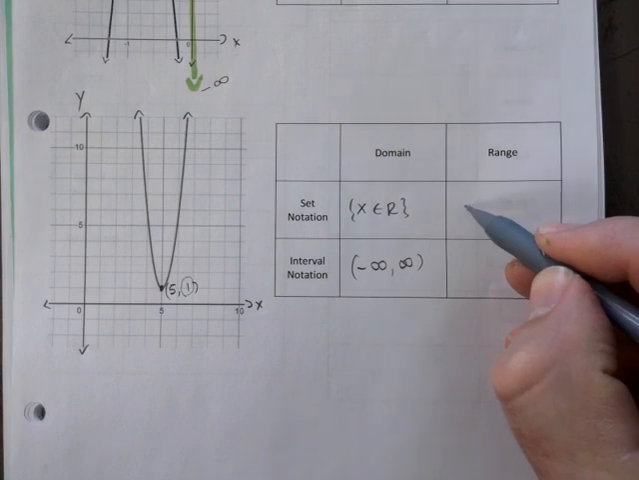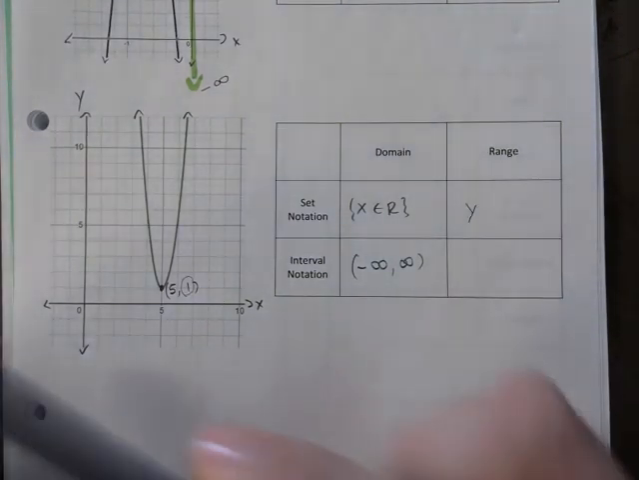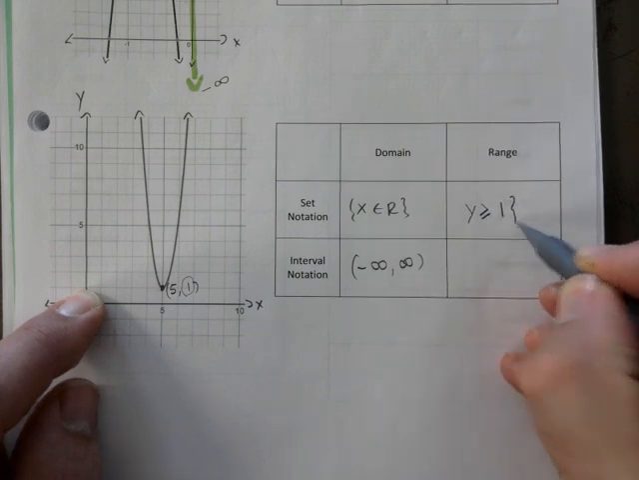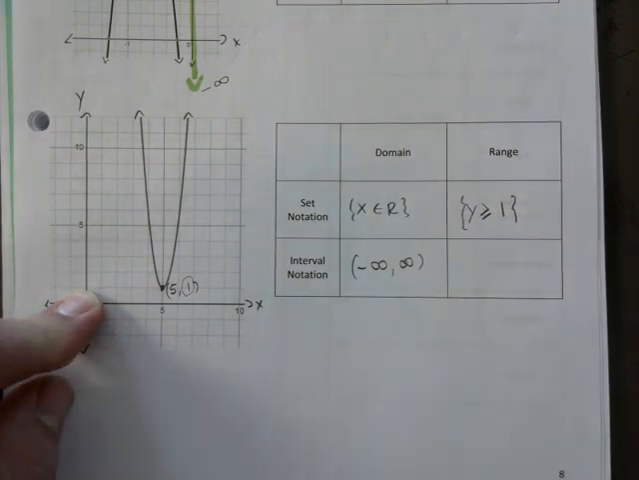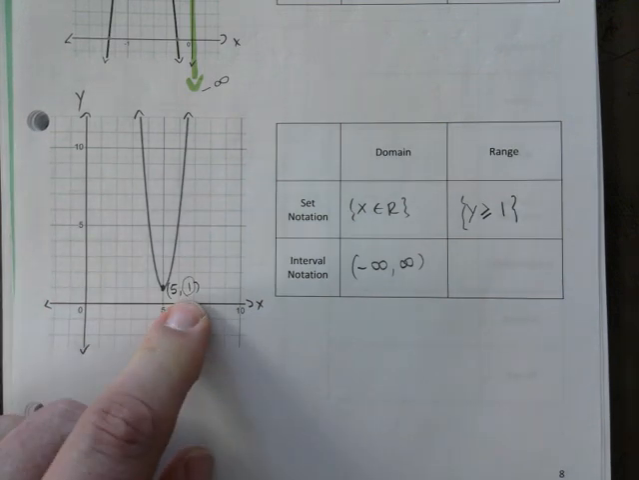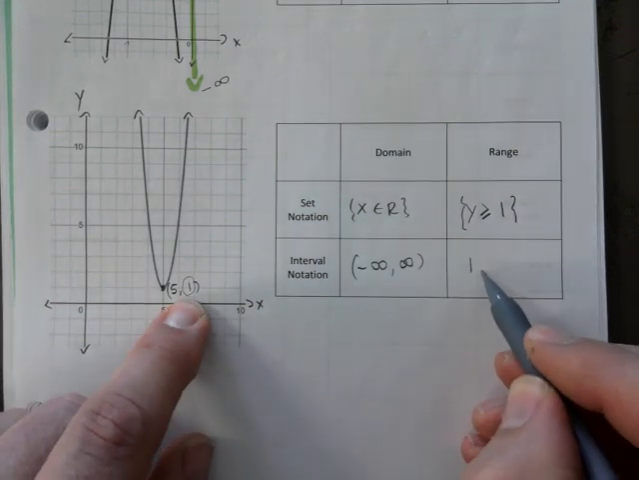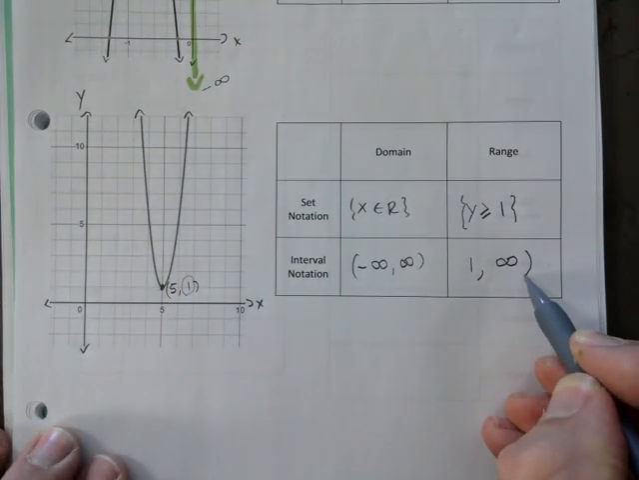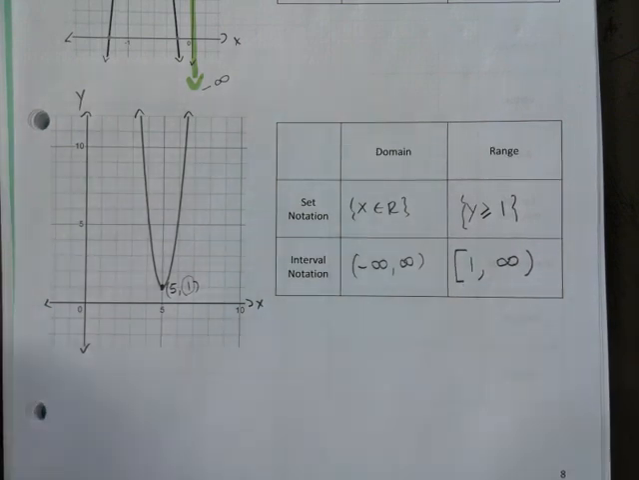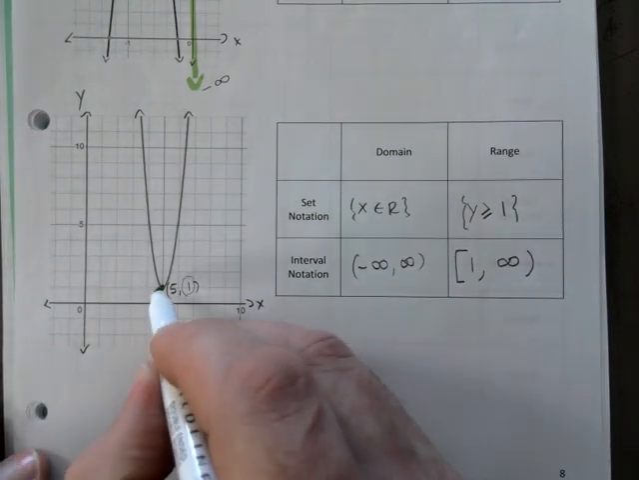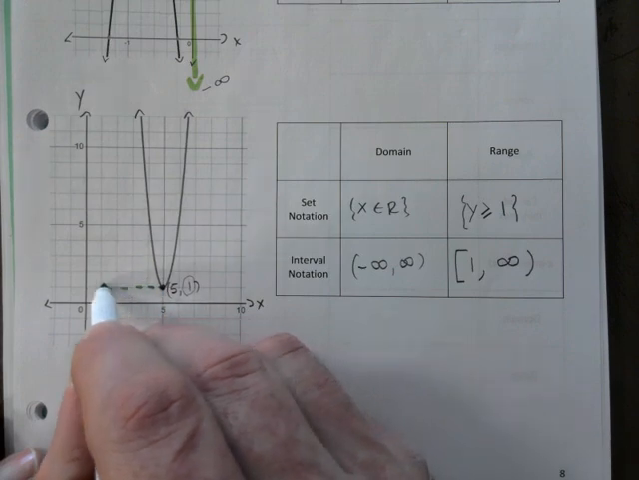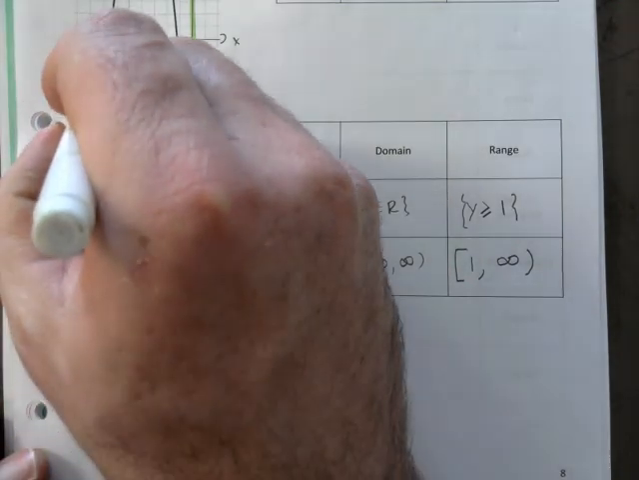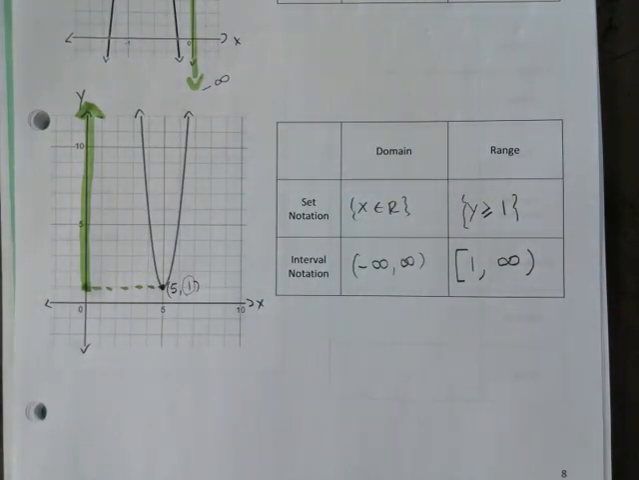Set notation. It's pointing up. So the y values would have to be greater than or equal to 1. And if you want to use interval notation, you're going from 1 to positive infinity. So this is round, this is square. And I will do the marker here, right? I'm going to trace this down to my y-axis, put a dot there, and say that anything above it is included in my range, right?